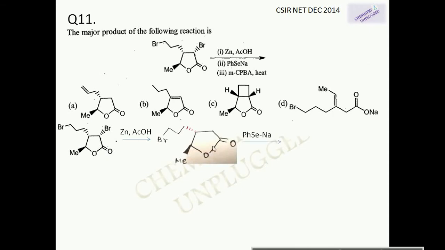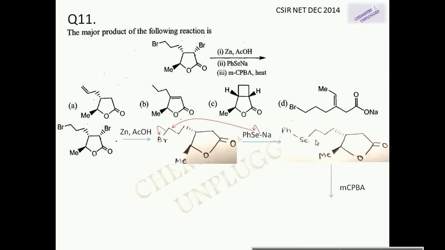In the next step, we are using PhSeNa. Because sodium is electron donating in nature, the electrons will shift to Se and it will be negatively charged. So it can attack on this carbon and the bromide is removed. So we have this compound.